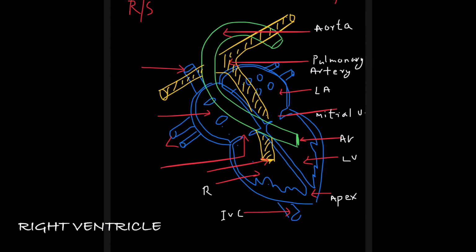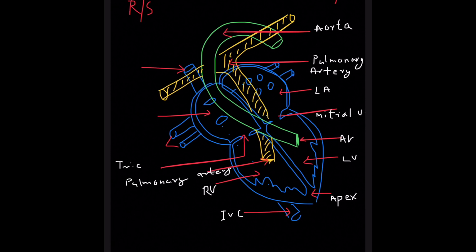And here is the right ventricle, where the pulmonary artery starts. At the starting point of the pulmonary artery, there's a valve called the pulmonary valve, which allows blood to flow towards the pulmonary artery from the right ventricle. And this is the pulmonary artery starting at the right ventricle. The tricuspid valve is the valve which separates the right atrium from the right ventricle, which allows blood to flow towards the right ventricle from the right atrium.